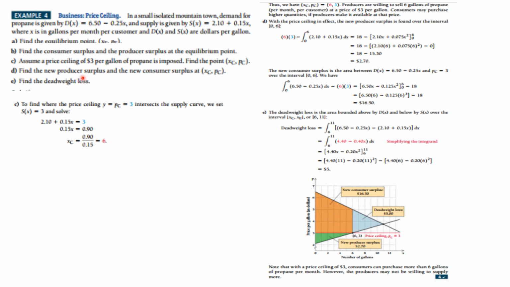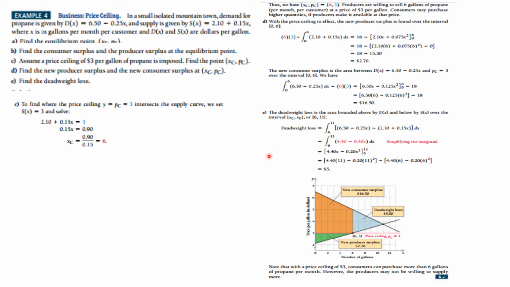Now, part D says find the new producer surplus and the new consumer surplus at this point. Okay, we're going to use the equations that we talked about. So with the price ceiling in effect, the new producer surplus is found by the area of this rectangle minus this integral. And we do the calculation and get $2.70. The new consumer surplus is the area between the demand curve and this point. So that's going to be this area minus the area of the rectangle. We do the computation and we get $16.50.